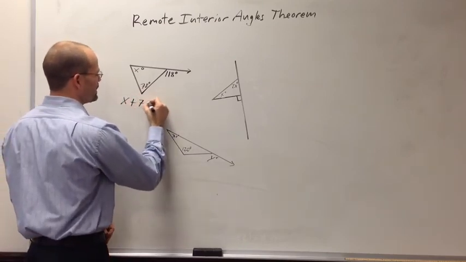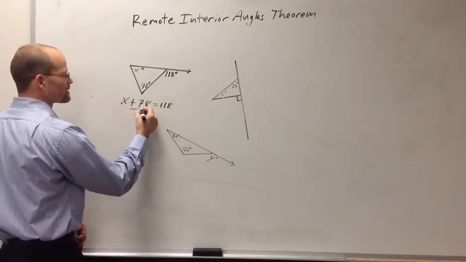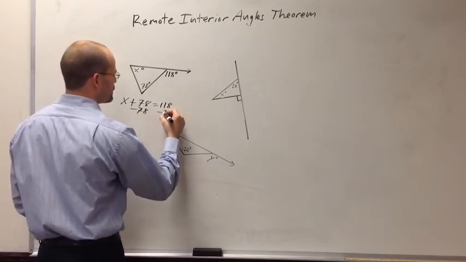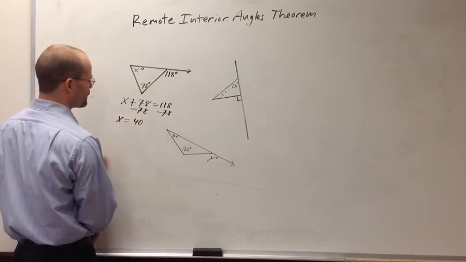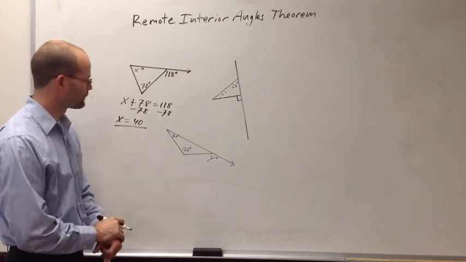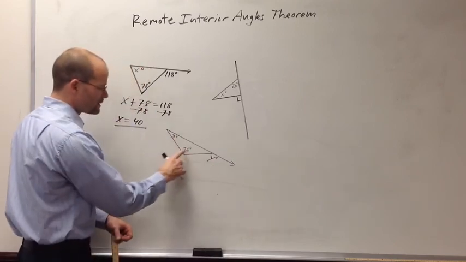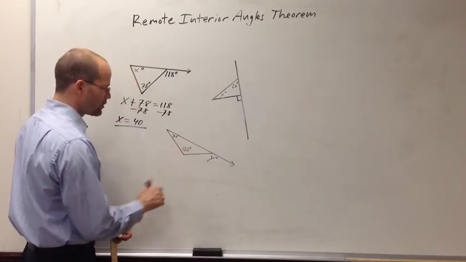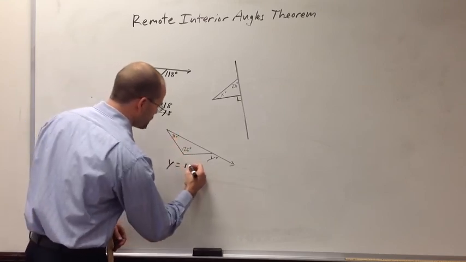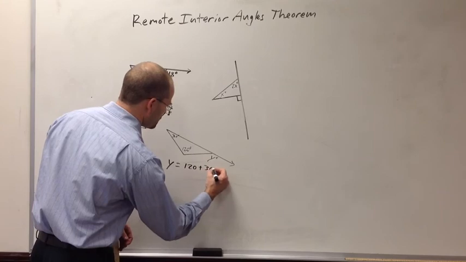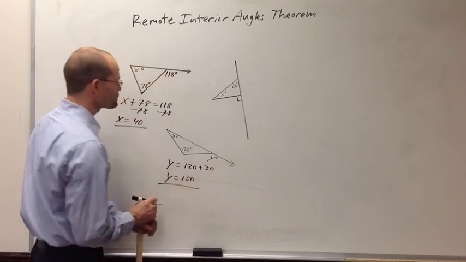X plus 78 equals 118. And we need to solve for x by subtracting 78 from each side. And so we end up with x equals 40. Let's look at this one. Here, same exact rule. We have an exterior angle and two remote interior angles. So we know that y is equal to 120 plus 30. And therefore y equals 150.